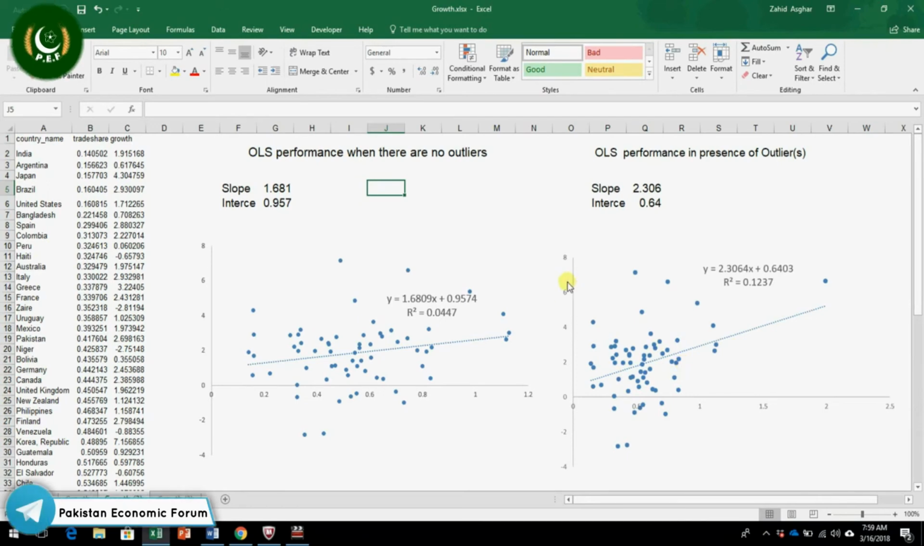I hope this will be clear to you, how OLS is sensitive to outliers, and how outliers basically misrepresent our data and lead to misleading results. Therefore, be watchful about your outliers and always plot your data before fitting your regression lines.